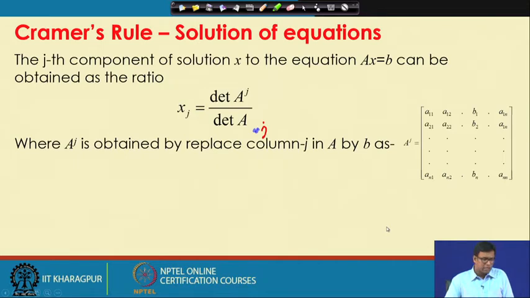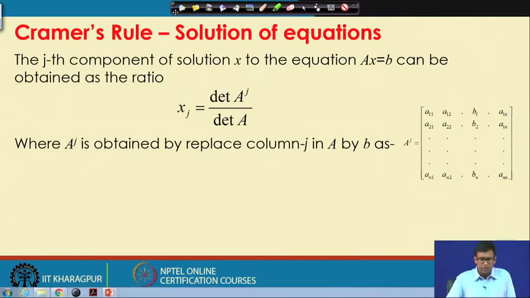And this is the very famous Cramer's rule. The jth component of the solution x to the equation Ax = b can be obtained as the ratio xj = determinant of Aj divided by determinant of A, where Aj is obtained by replacing the column j of A by the vector b.